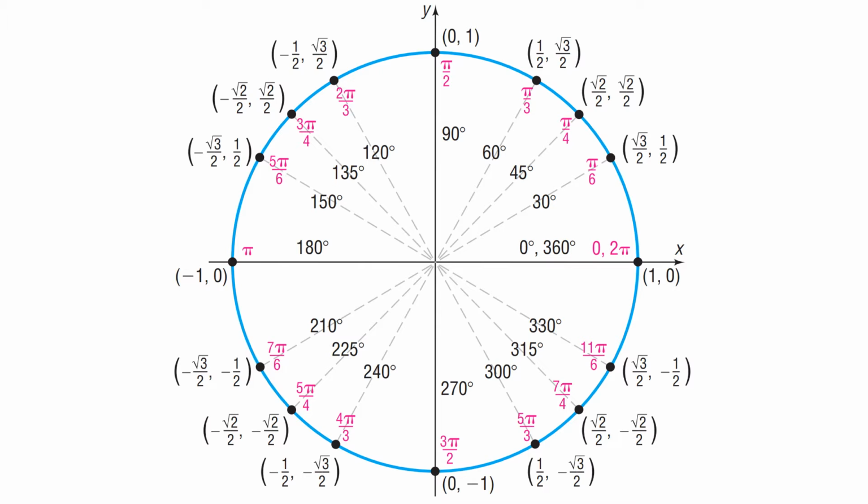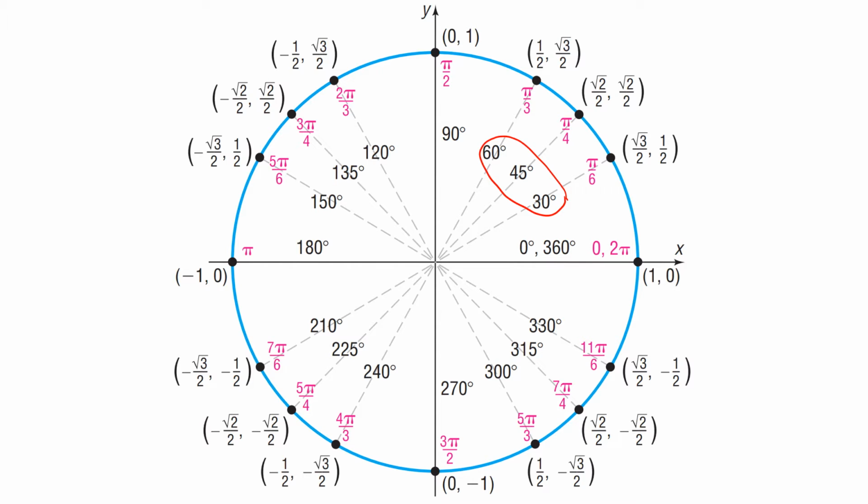So you can see that we have 30, 45, 60, and then on the other side we have 120, 135, 150, and on quadrant 3 we have 210, 225 and 240. In quadrant 4 we have 300, 315 and 330. So let's talk about how you get those numbers starting from those three special values. These are three special values.